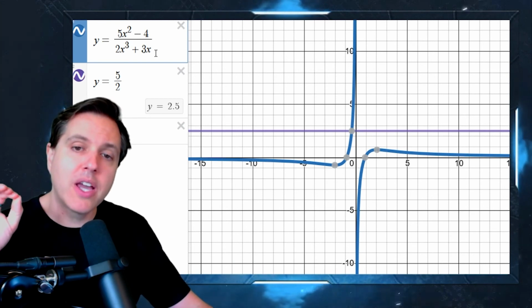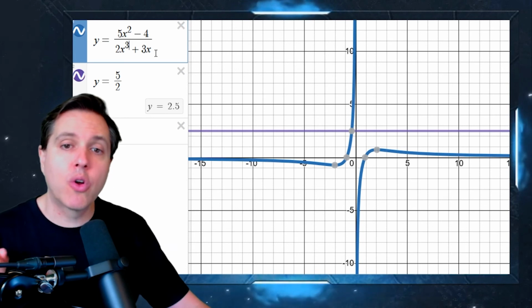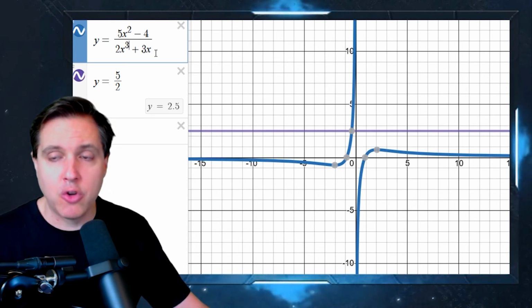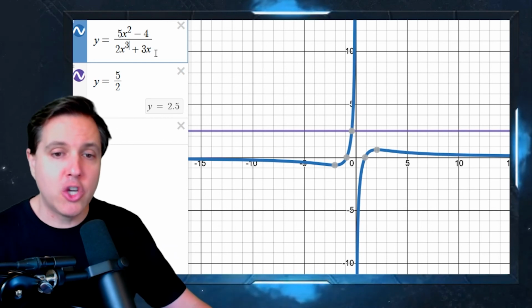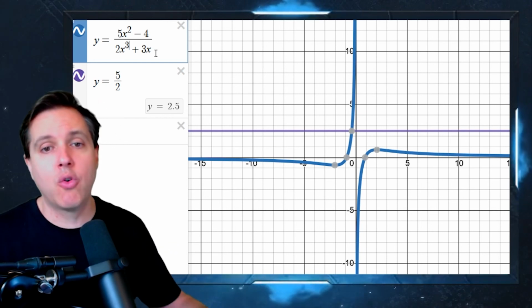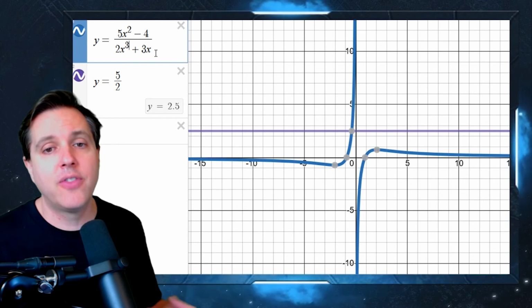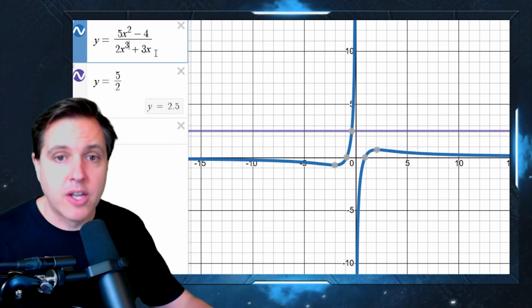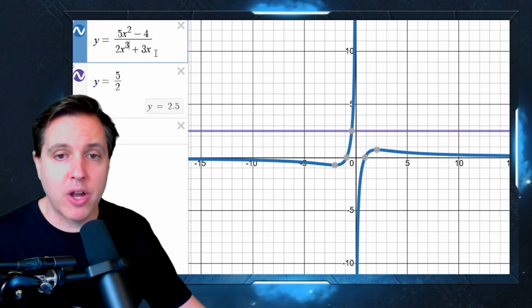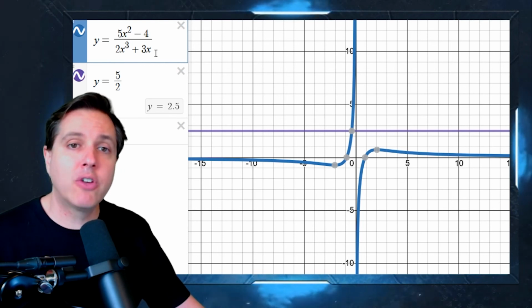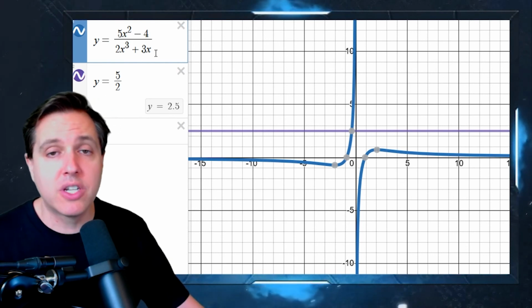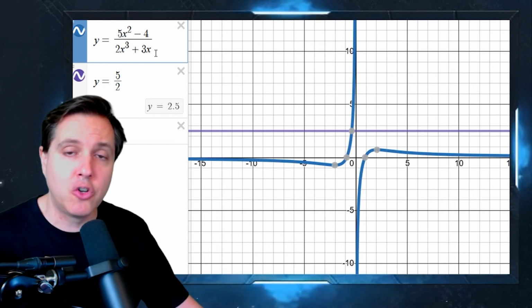Well, when we plug in really, really large numbers, we're going to end up squaring that number in the numerator, but we're going to cube it in the denominator. So when you cube a really, really large number, it's going to be vastly larger than when you square that big number. So essentially what's happening is the numerator is growing at the pace of a square, and the denominator is growing at the pace of a cube. So the denominator is outpacing the numerator.